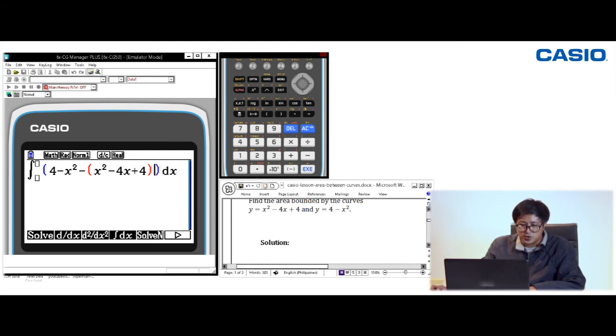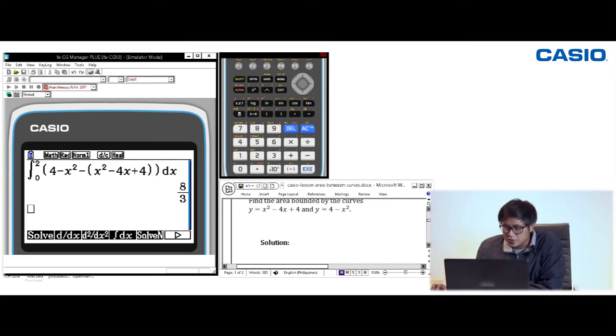And then the most important part of the calculation is inputting the lower limit and the upper limit there. So the upper limit should be 2 and the lower limit should be 0. Once you have inputted everything, press exit. So we get here 8 over 3, or we know it's equivalent to 2.666, or 2.67 when rounded off.